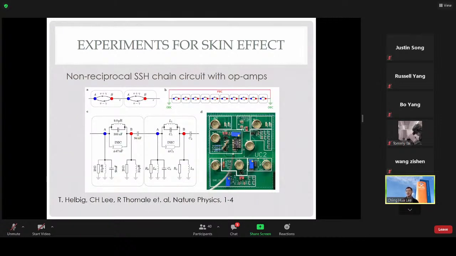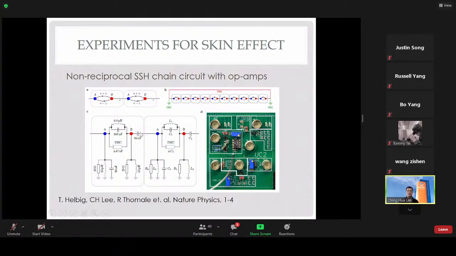I know time is a bit limited, so I'm going to go a little bit faster from now. Basically, the experiment in our Nature Physics paper is based on a non-reciprocal or non-Hermitian SSH chain circuit. So we have a non-Hermitian SSH chain where some of the hoppings are asymmetric, and we can exactly reproduce it with the help of operational amplifiers. Yeah, so this unit cell corresponds to this unit cell and so on.